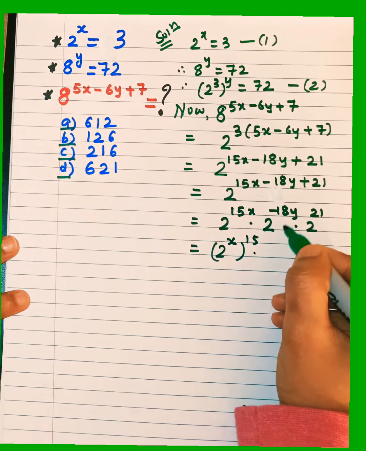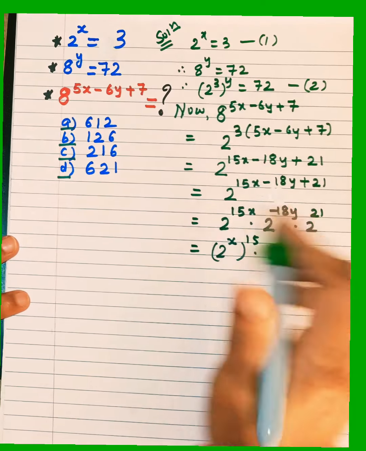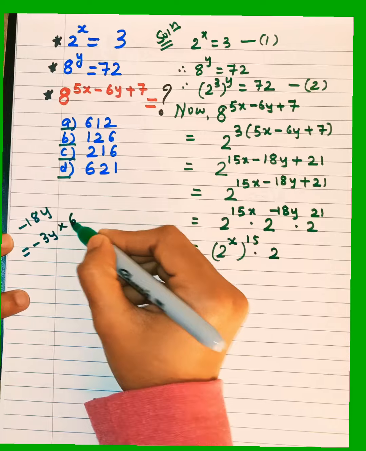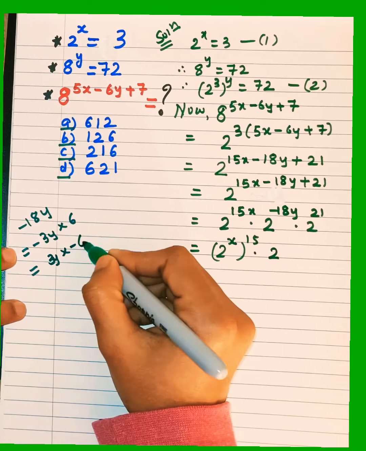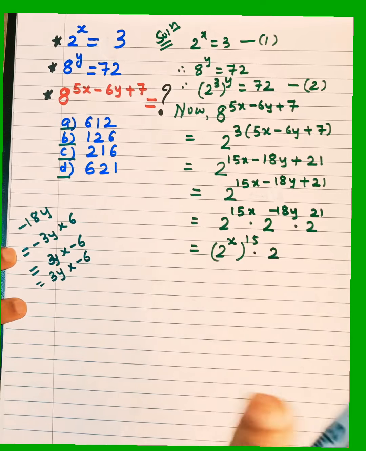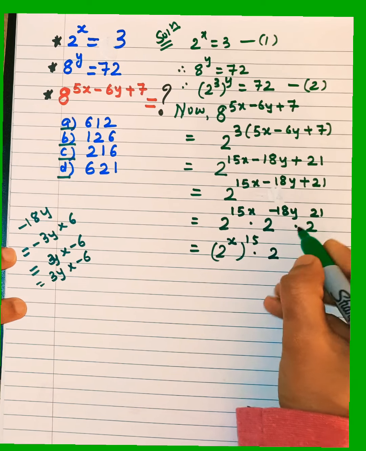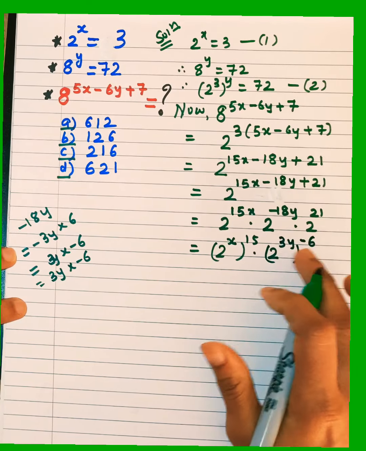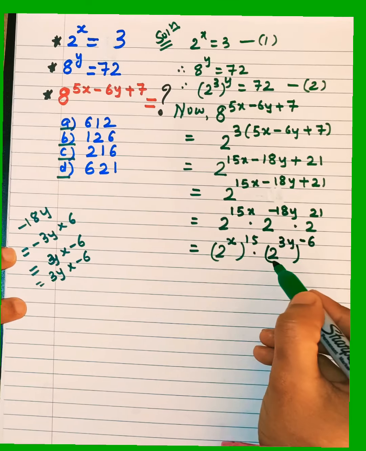Now, 2 raised to minus 18y. Minus 18y means minus 3y into 6, since 6 threes are 18, or this can also be written as 3y into minus 6. So in place of 18y, I am writing 3y, and here I am writing minus 6. If you multiply 3y into minus 6, you get minus 18y. So these both are the same, and I have written it like this.